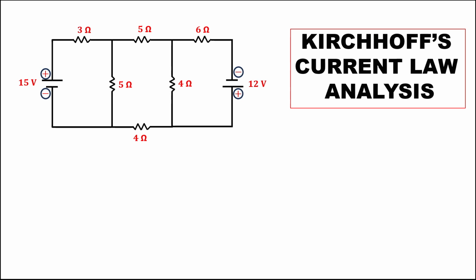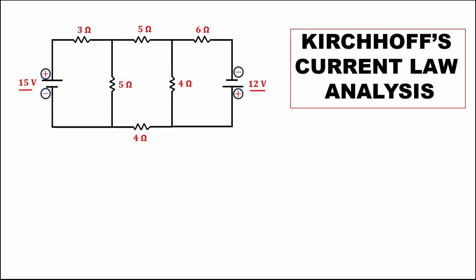So let's solve this problem. Given the circuit diagram, observe that there are two voltage sources, the 15 volts and the 12 volts, then we have these six resistors. Then to find the total current passed to any part of the circuit, we use Kirchhoff's law.